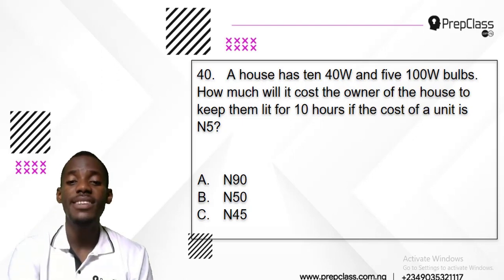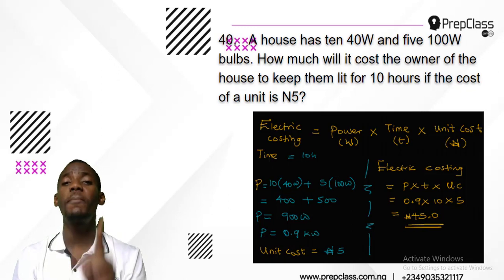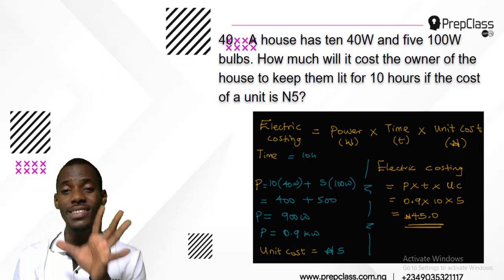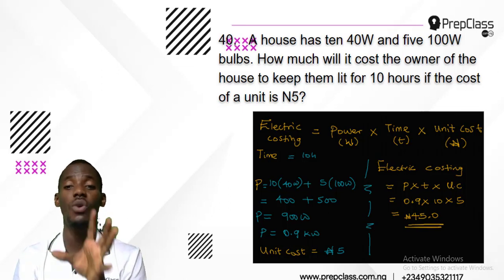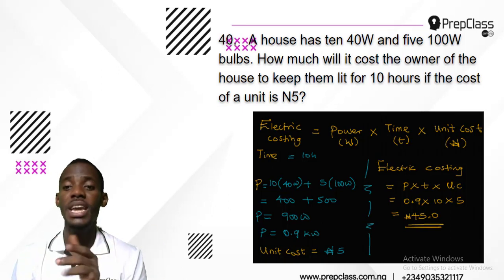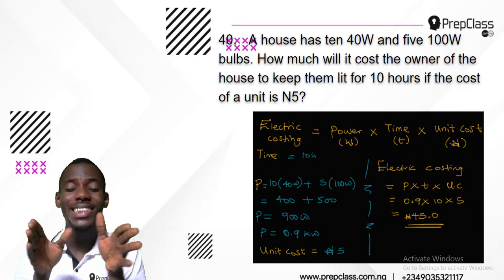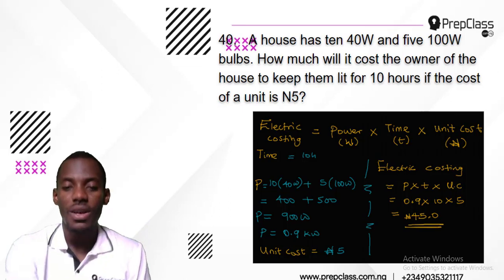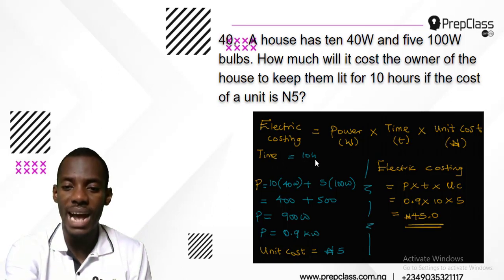And the master formula is just this: electric costing is power in kilowatts times time in hours, and the unit cost. These three things are what we use to find electric costing: power in kilowatts, time in hours, and unit cost in naira. When you multiply the three of them, you will get your answer for electric costing. Now let's talk about power first. What is the power? The time is 10 hours, right?